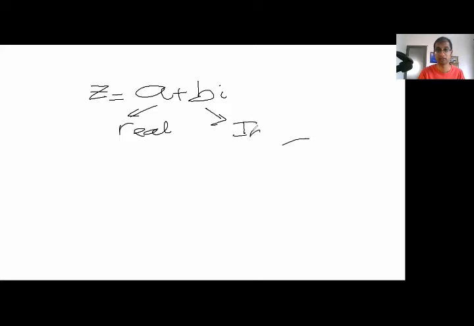So first of all, you need to understand how it's written. A complex number is written as Z, and we always use the letter Z to denote a complex number. It's written as a plus bi, where a is the real part of the complex number, and b is the imaginary part of the complex number. Now, what do these two things mean? Real and imaginary. Let us look at that.